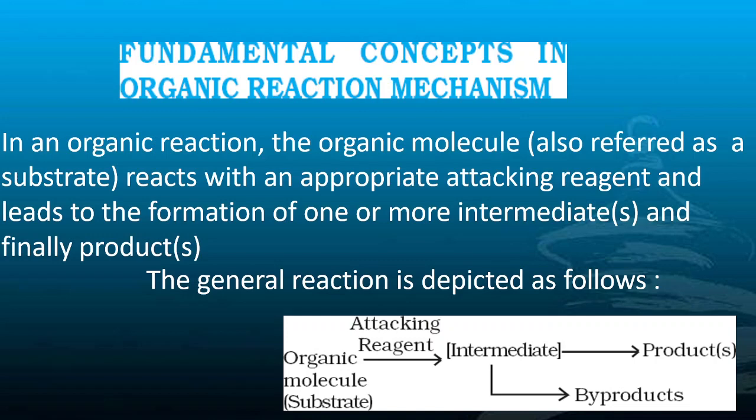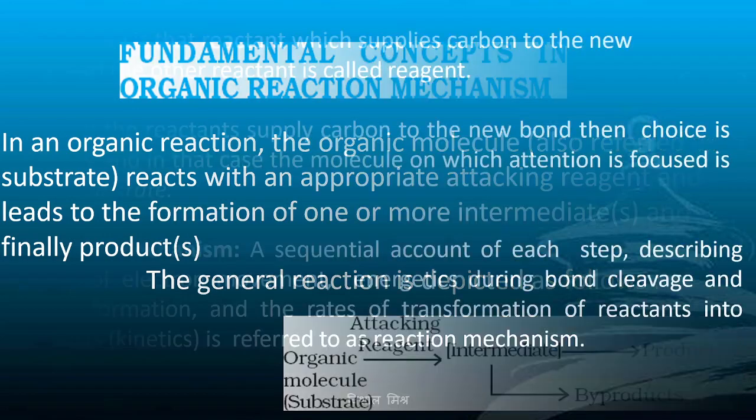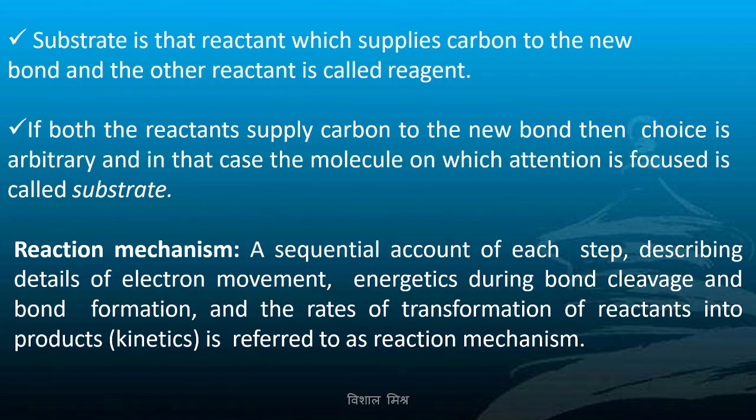Then in this whole mechanism, the organic molecule, meaning the substrate, the reagent, and the product, have different roles, which are given here, meaning they are characteristic. The substrate is the reactant which supplies carbon to the new bond and the other reactant. Substrate will be that substance which will supply carbon, and in some cases you will see that both the reactant and the reagent are supplying carbon. Then in that case, the choice will be ours: the molecule to which we are giving attention will be taken as the substrate.